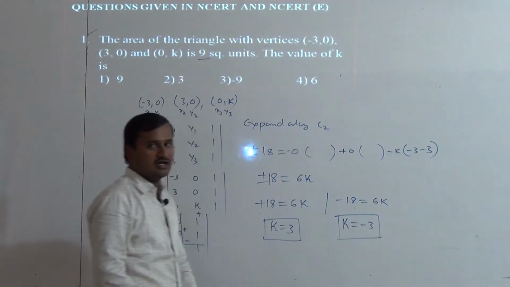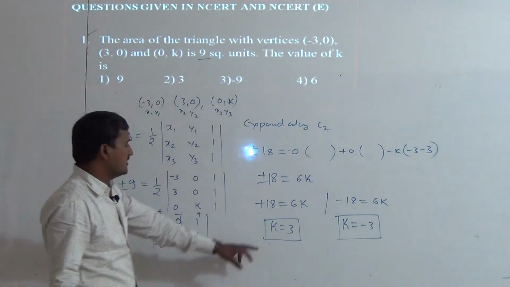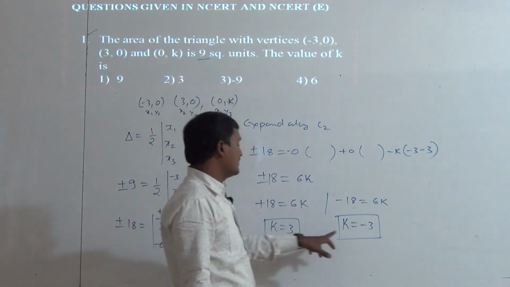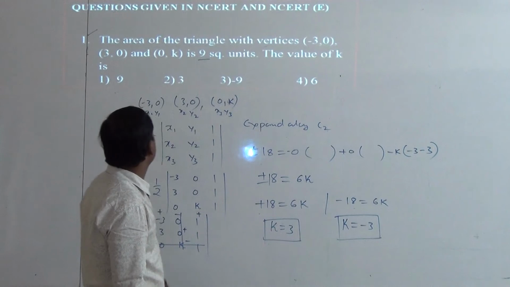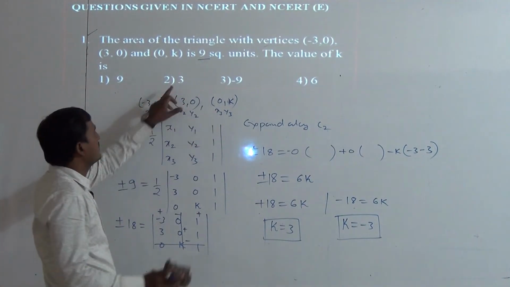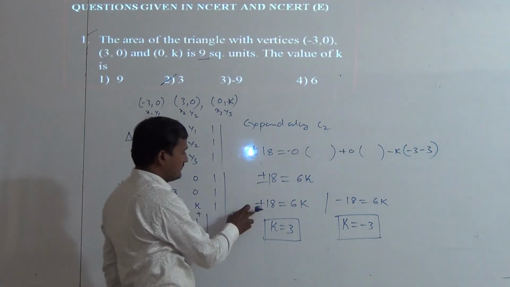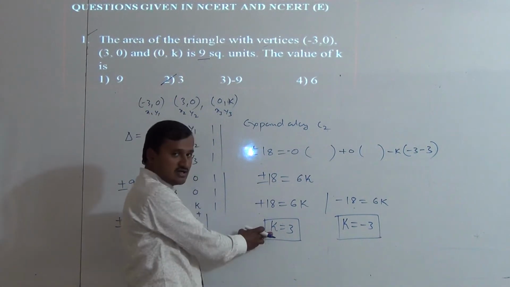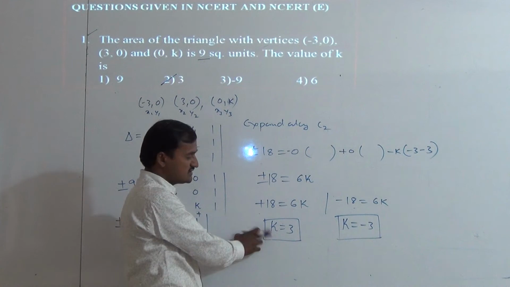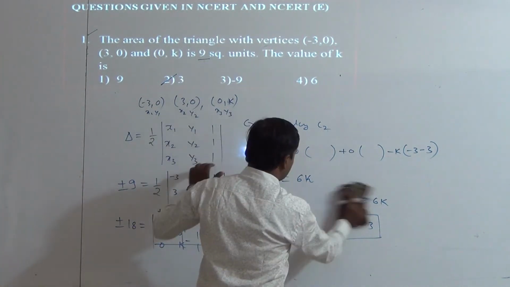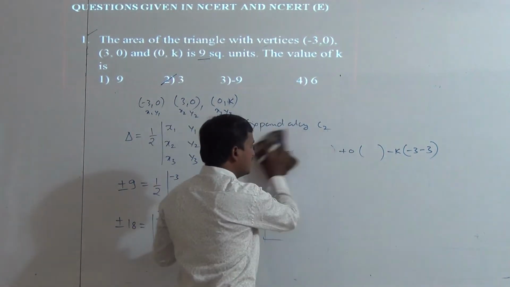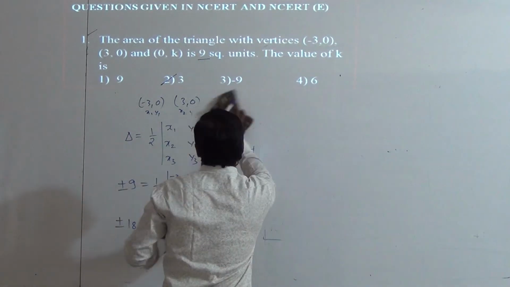So here we got two values for k, either the value of k is 3 or the value of k is minus 3. So check which option is the right one. So clearly the second option is the right one, right? I have taken plus 18, in that case I am getting the value of k is 3, right? Therefore the second option is the right one. Okay, we'll go for the next question.